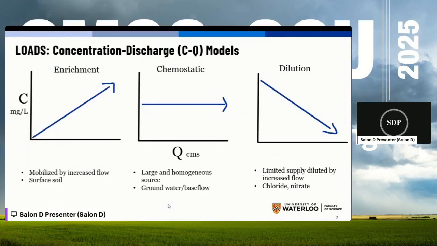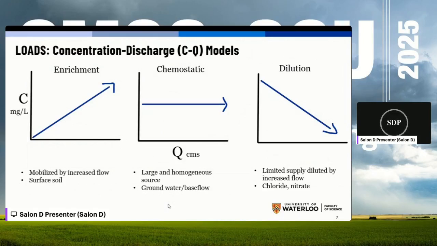So CQ stands for concentration-discharge, and these use the relationship between the amount of a chemical of interest and how fast the water is moving to tell us about transport and load. A positive CQ relationship suggests something is mobilized by runoff. It's from the surface soil. A flat or chemostatic CQ relationship suggests a large homogeneous source. This is often things supplied by the groundwater. And a negative CQ relationship we would call a dilution.